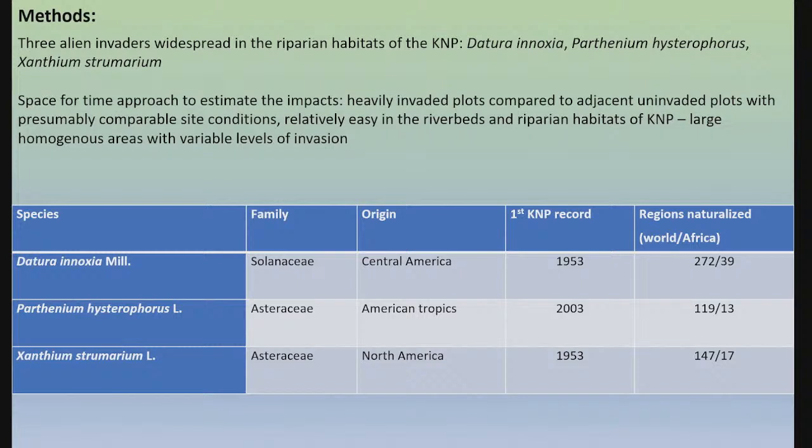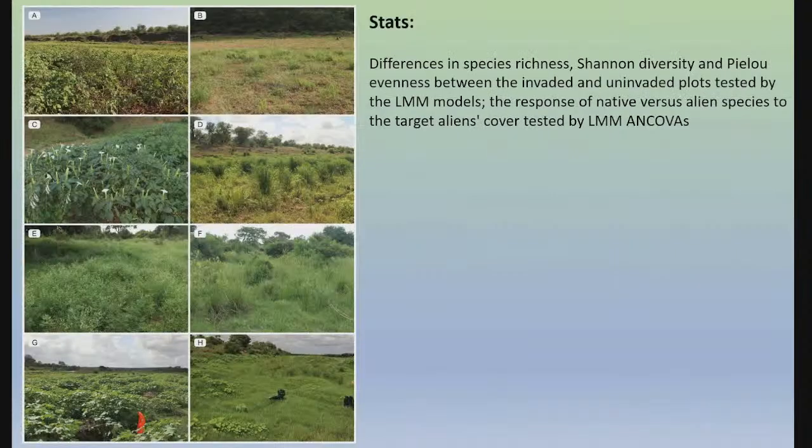We adopted a space-for-time approach and sampled comparative field data. This basically means that we were comparing the massively invaded vegetation with the adjacent uninvaded vegetation with presumably the same or similar site conditions. This can be quite tricky due to the possible presence of confounding factors. However, the situation was a little bit easier for us because in the riparian habitats of the Kruger National Park, it's quite easy to find large homogeneous areas that differ in the level of invasion.